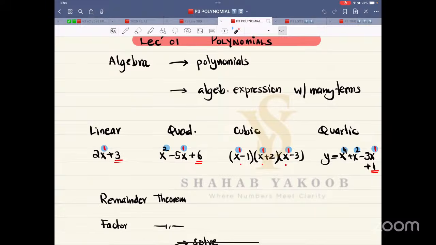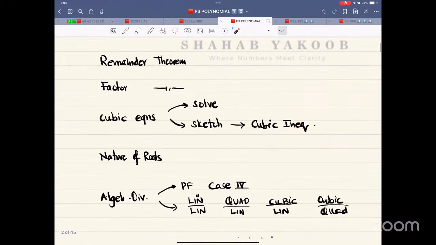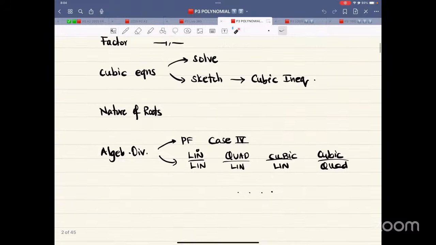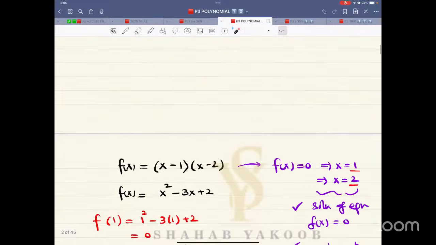That is linear, quadratic, cubic, quartic. Quartic means a power 4 equation. So these are all polynomials where the powers are an integer, power 4 maximum. Remainder factor theorem, a cubic equation, solving, sketching, nature of roots, algebraic division. That was about linear divide by linear, quadratic divide by linear, and so on. Different kinds of things are there.